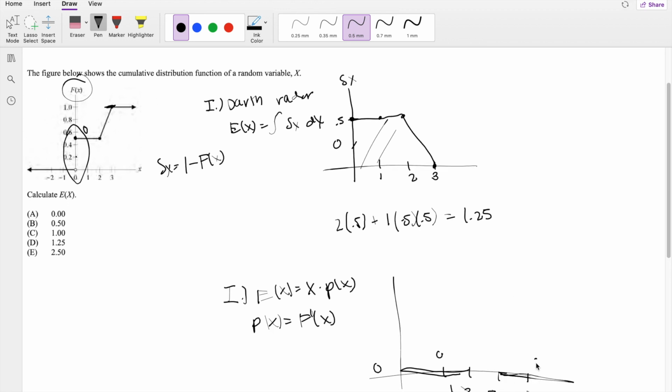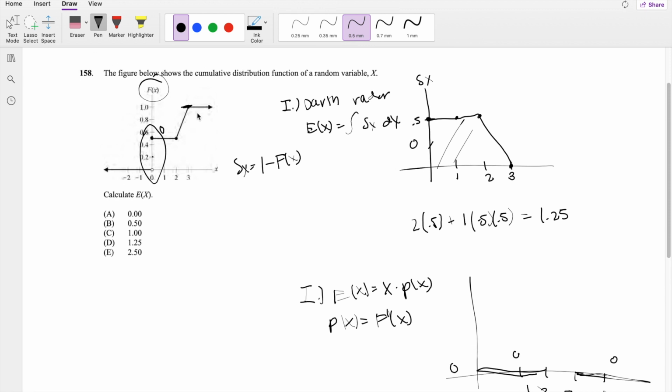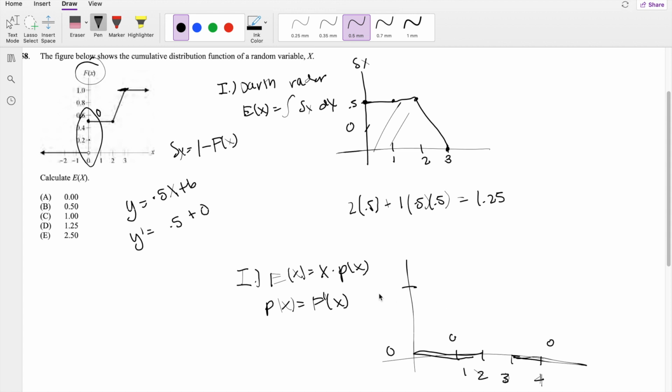From 2 to 3, it is a line with a slope of up 0.5 over 1, so 0.5x plus some intercept. When we take the derivative, the constant is just 0, so you get 0.5. So from 2 to 3, you're going to get 0.5.